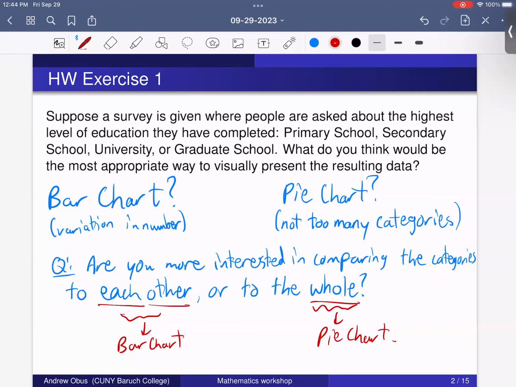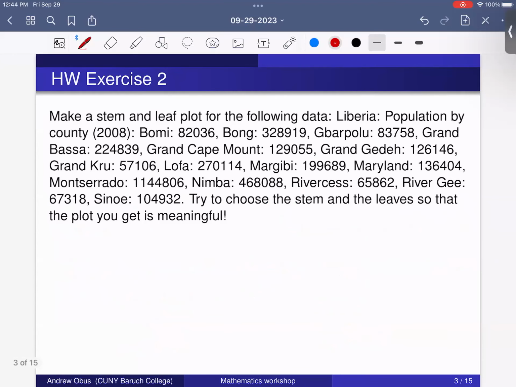All right. Okay, so let's talk about homework exercise number 2. This is a stem and leaf plot for the following data. We have all the different counties in Liberia, and this is a census from 2008 that got the population of all 15 counties. We want to compare the counties to each other and visualize this data somehow. And we're going to do it using a stem and leaf plot.